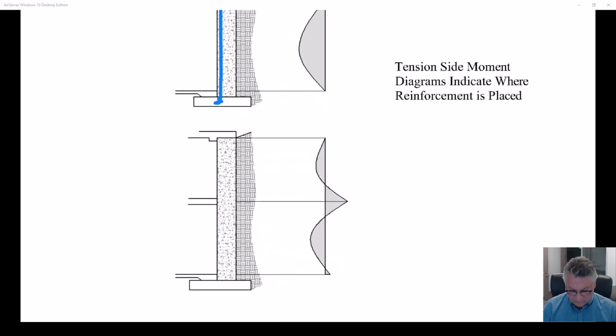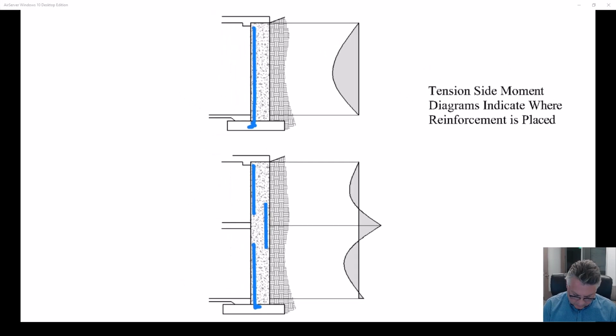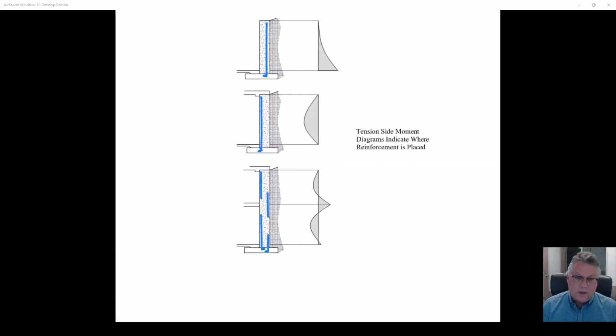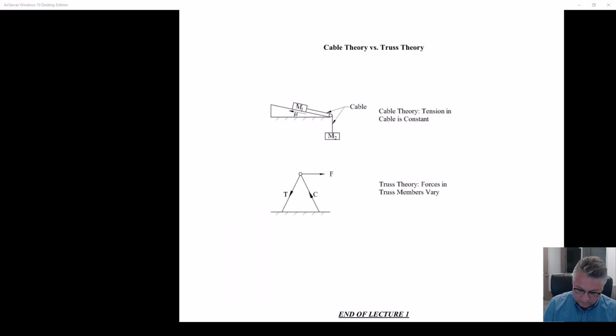It gets a little more complicated for multiple stories. This is your tension side moment diagram. This is where your reinforcement needs to go. That moment diagram being on that side tells you it's on the left. The moment diagram moves to the right side, which tells you that steel needs to be there. And this steel needs to be here. So I'll put a little bit over here for fun. Okay, so tension side moment diagrams, very important.